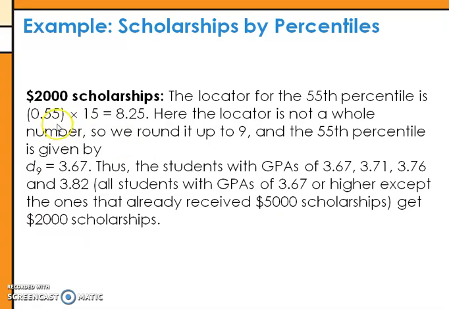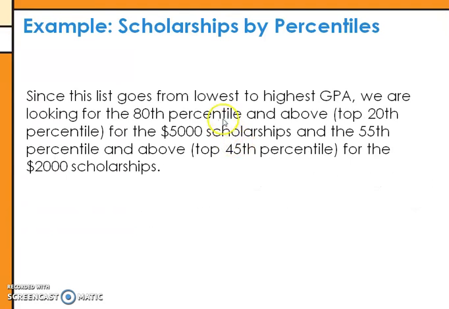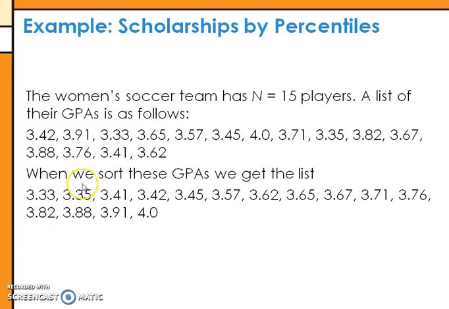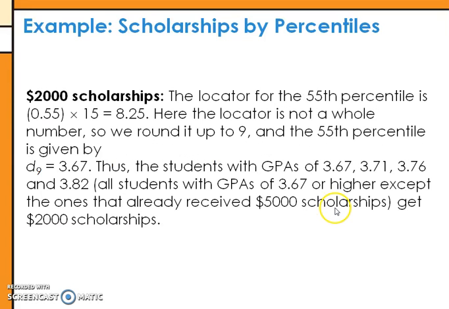So for the 55th, what number is 55% of the way through a list of 15 numbers? It's 8.25. Since that one didn't land on a whole number, we always round up. So we want the 9th number in the list. If I go back to my list, 1, 2, 3, 4, 5, 6, 7, 8, 9. So the 9th number in the list is 3.67. That means anybody above 3.67 is in the top 45%, so they get the $2,000 scholarship.